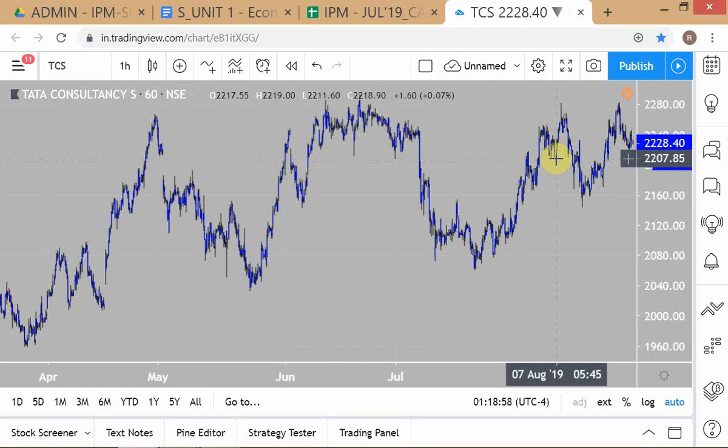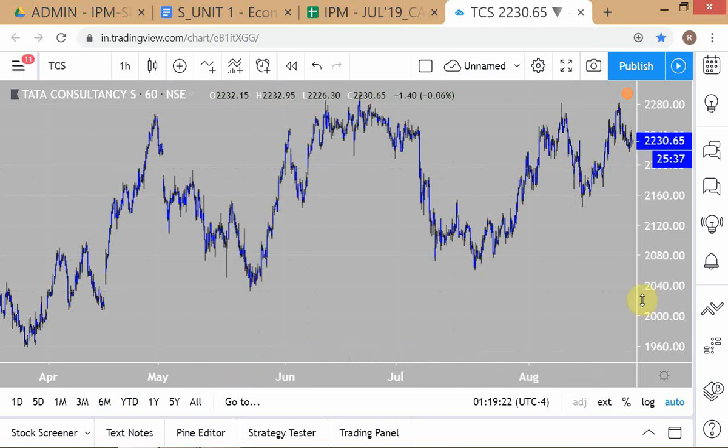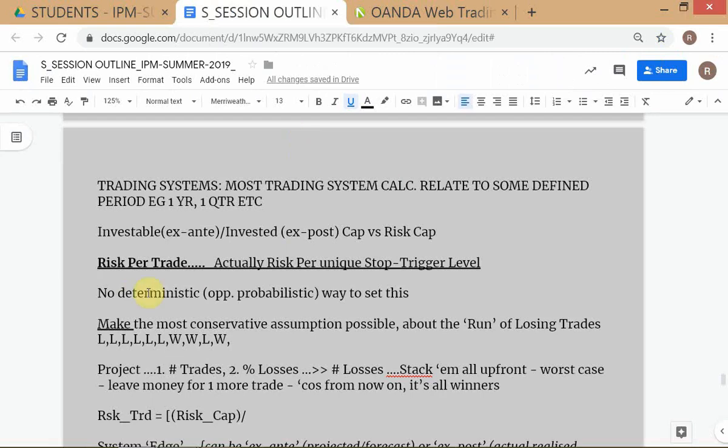When you place a stop order here, a stop sell order, the trigger level is here, roughly 2207, right? Are you following this? You understand what a stop trigger level is? Stop orders have one parameter, and that stop trigger level is the parameter. Here also, the sell stop order's trigger level is around 2032. Is this clear?